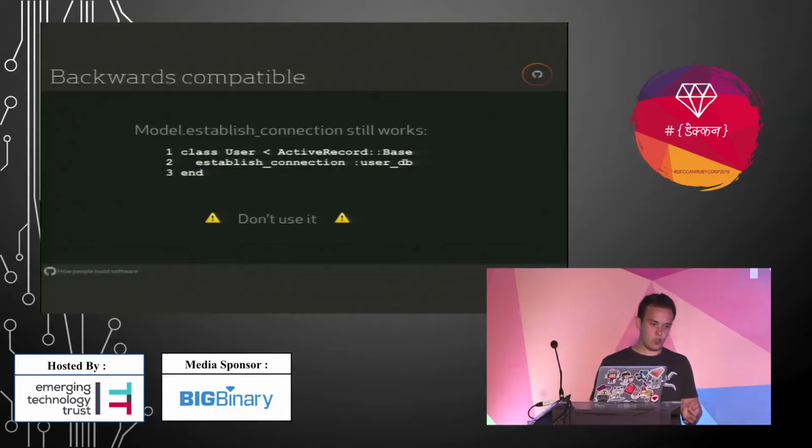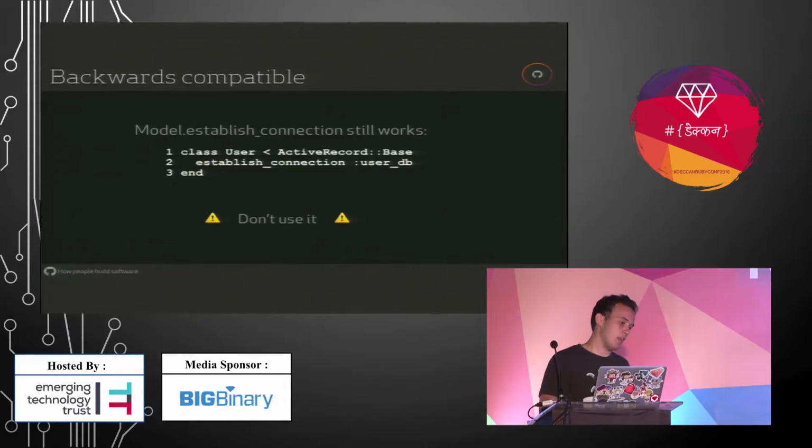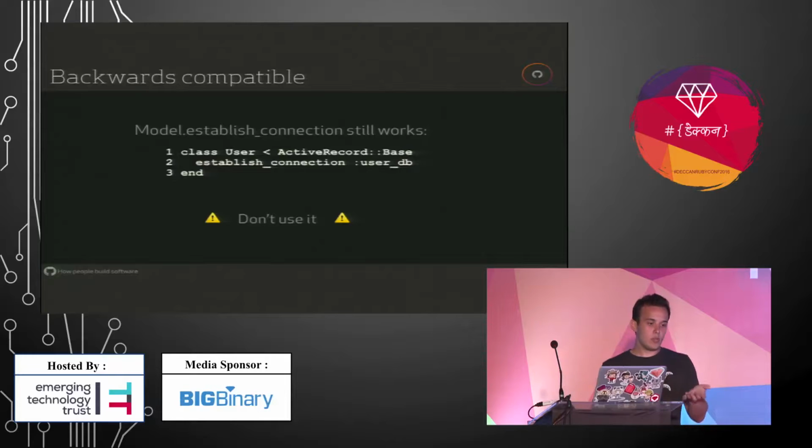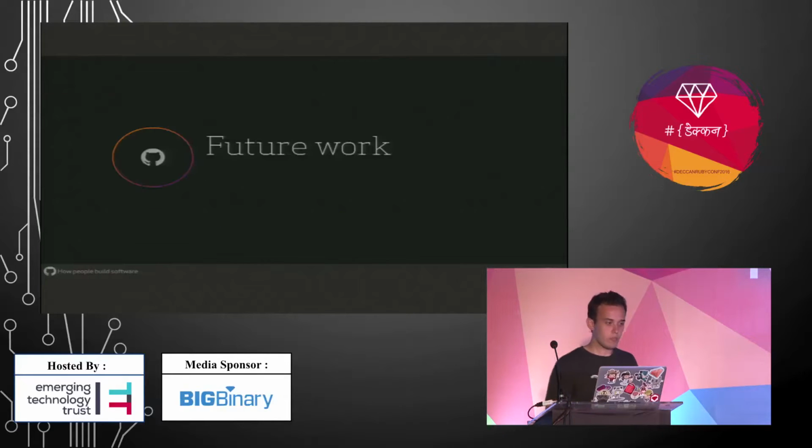Of course, this is also backwards compatible, because we don't want to break such a major thing in Rails releases. So you can still call establish connection in the model. That will still work. But the idea is to document this better and eventually maybe in Rails 5.1 throw a warning, and maybe in Rails 5.2 remove this method altogether, because ideally you should not be calling this anymore.